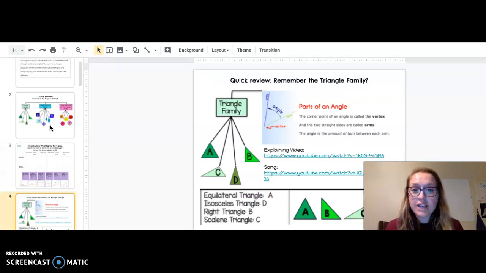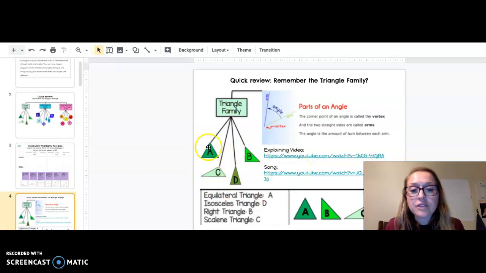So the triangle family, just a quick review. I love this illustration right here because you can see the corner point of an angle is called the vertex. The two straight sides that come out are called the arms, and the angle is the amount of turn between each arm. So that's a great visual for me. There's an explaining video, and then there's a song if that's what helps your brain.